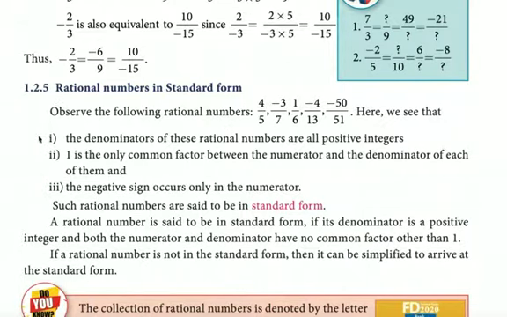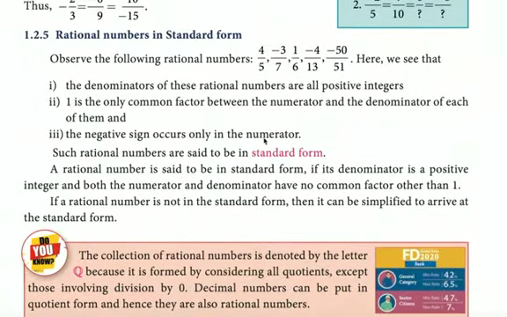Rational numbers in standard form. Observe the following rational numbers. Here we see that the denominators of the rational numbers are all positive integers, right? 1 is the only common factor between the numerator and the denominator of each of them. There is no common factor in these rational numbers. The negative sign occurs only in the numerator, right? Such rational numbers are said to be in standard form.